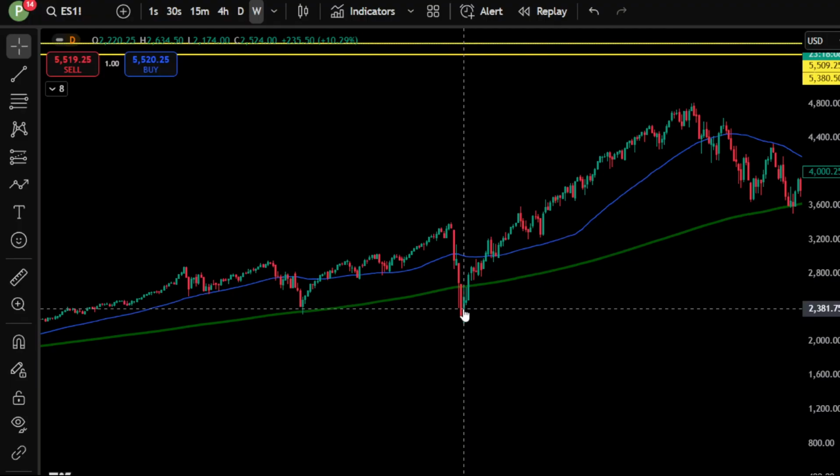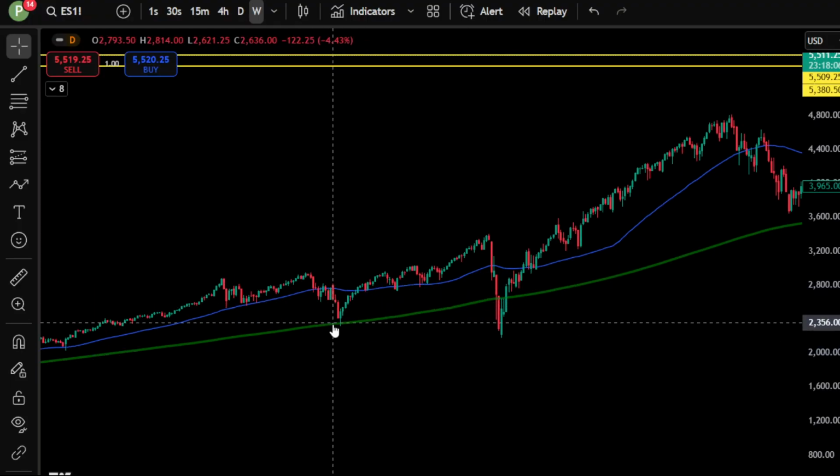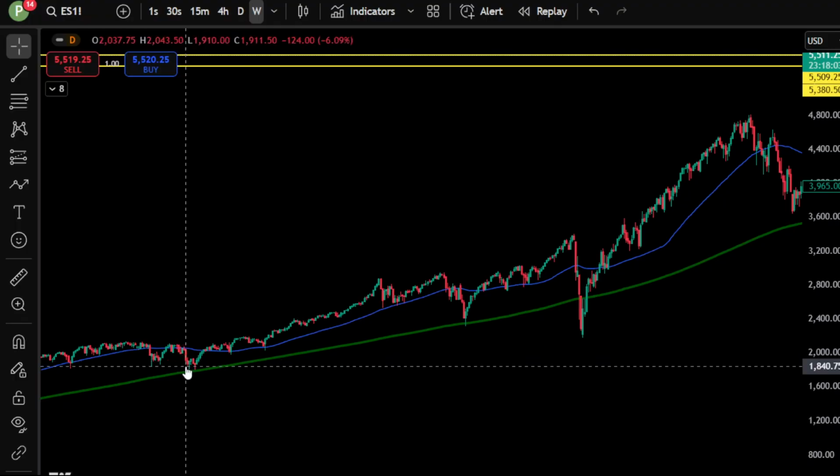You went a little bit below it here, and then you broke back towards the upside. Here, same thing. You hit the 200 MA. Here, you hit the 200 MA.